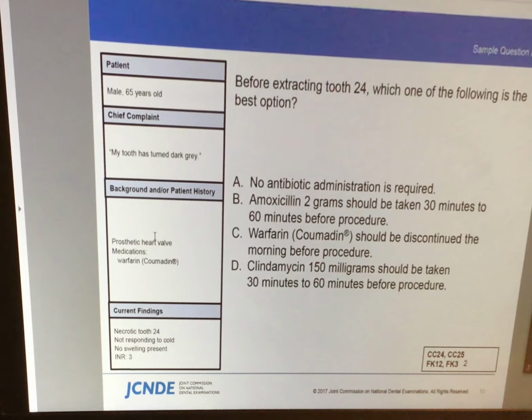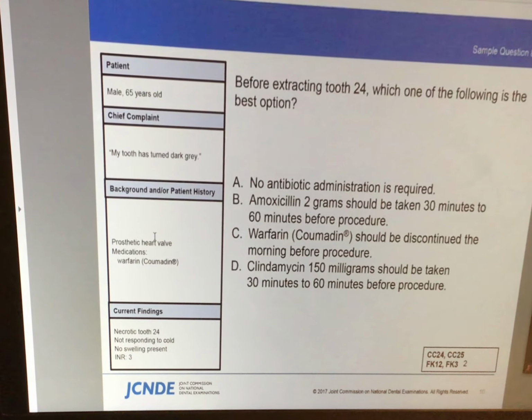Okay, so you have 2 types of possible pre-med. You have other possibilities too, but these are the most common ones. So you have amoxicillin 2 grams that you have to take 30 minutes to 60 minutes before the extraction, or you can have clindamycin 600 milligrams, 30 minutes to 60 minutes before the extraction. So this is the pre-medication, okay? What's the other concern with this case?